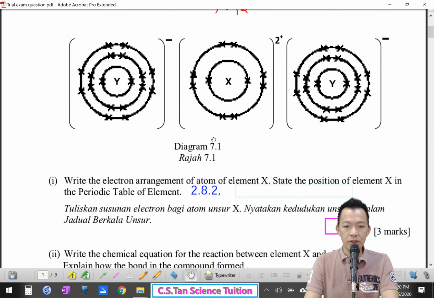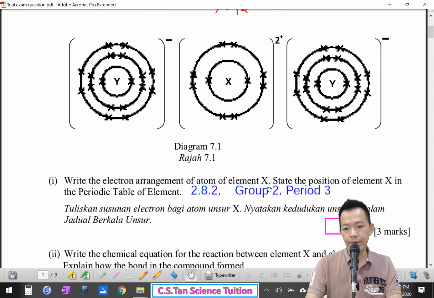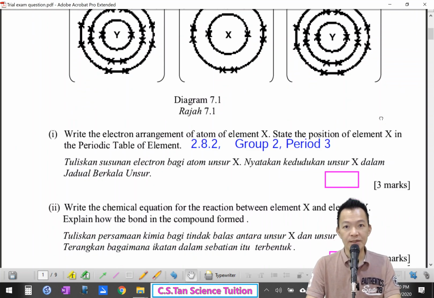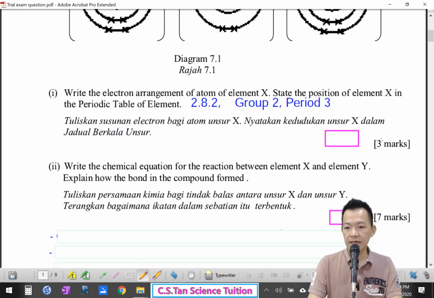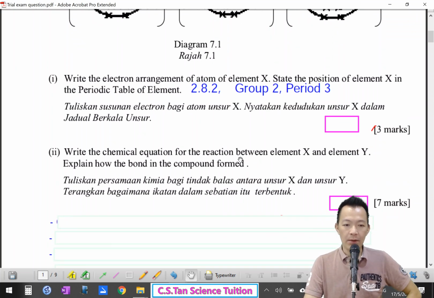Okay, so where is the position? Because of 0.2, it will be group 2, and because of 3 occupied electron shells, it will be period number 3. So group 2, period number 3, you get your 3 marks, 拿到3分了。But if I try this in classrooms, a lot will get it wrong. 这边它就错了，它写 2.8. Okay, and group 18, 很好笑的。Okay, 7 marks.